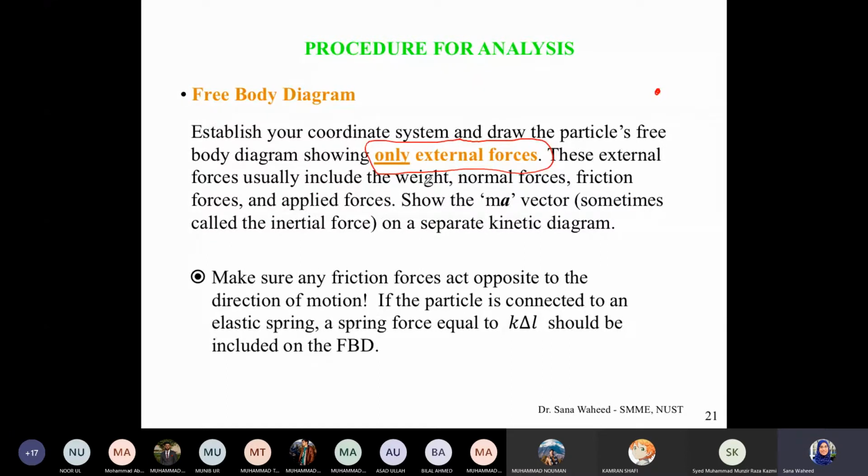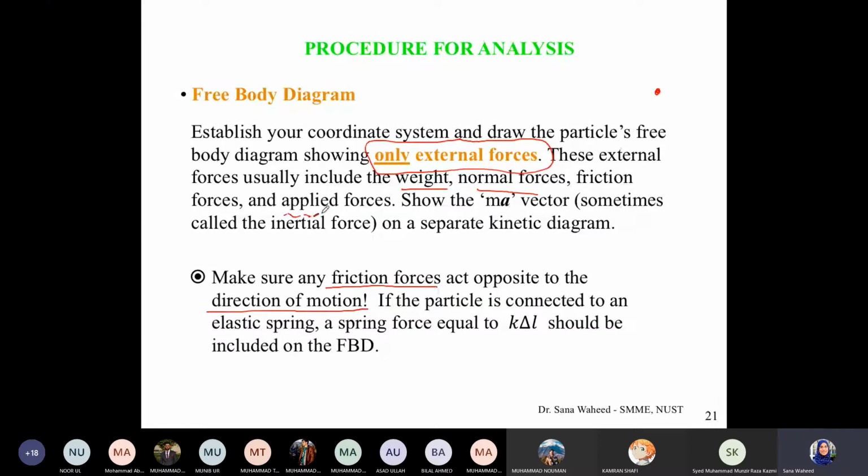Okay. Yes, or again, what type of forces? You could have the external forces acting, they could be the weight, normal forces, friction, and applied forces, and so on, right? So if you have friction, then be careful that friction always acts to oppose motion, right? So the direction of friction must always be opposite to the direction of motion.